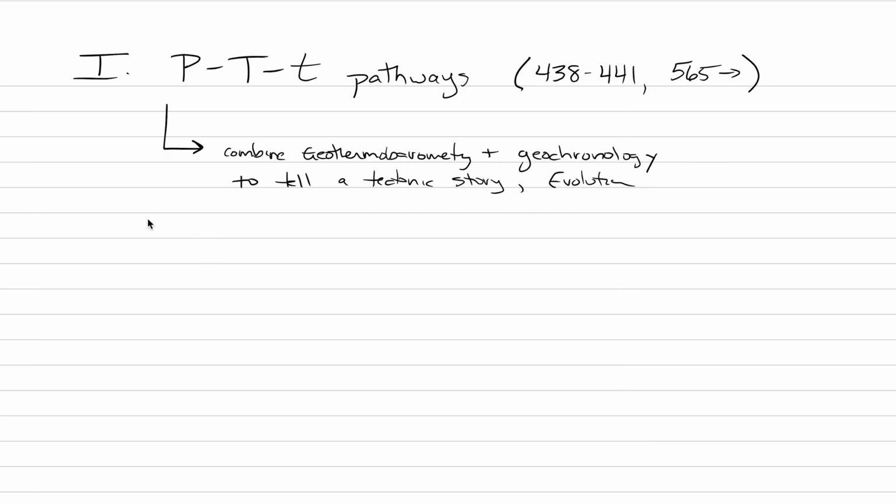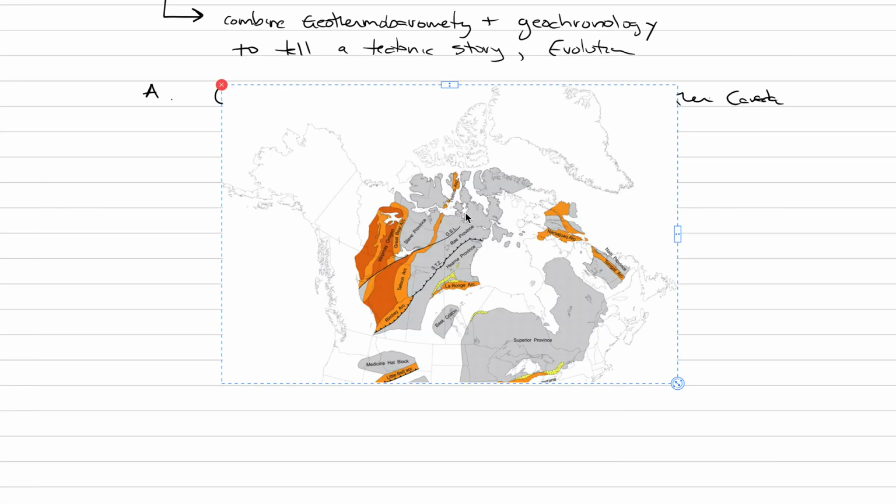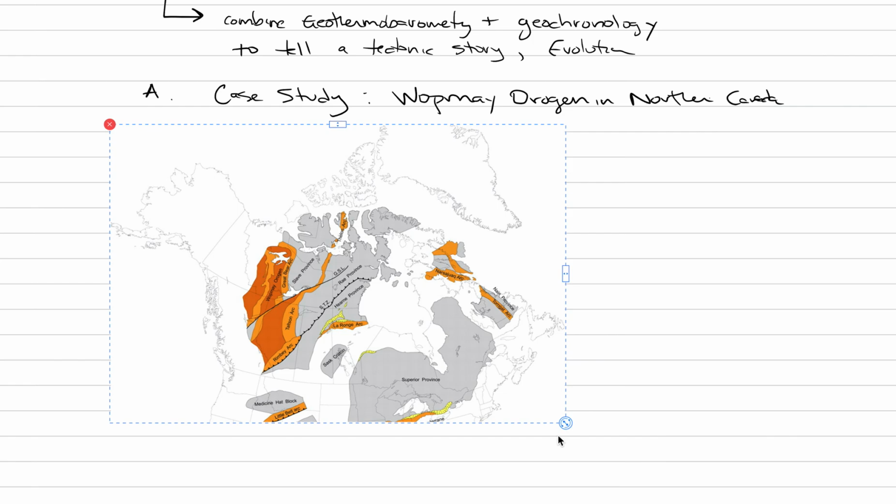Now, to do this, I actually want to just go ahead and start off with a case study. I think it is good to do this. We'll put in some pictures this time, and we've probably never heard of this place. It's called the Wopmay Orogen in northern Canada. You might have never heard of it. It's very important geologically. It's one of the oldest orogens on Earth. Why does that matter? Well, because it tells us how long ago plate tectonics was operating.